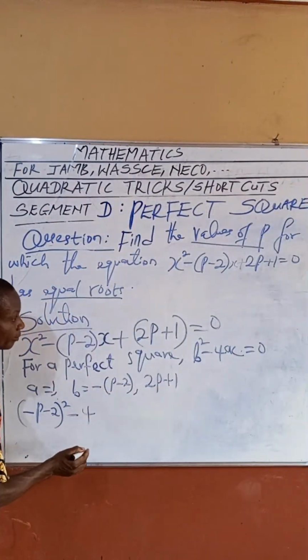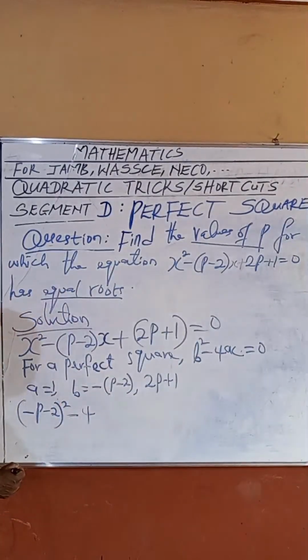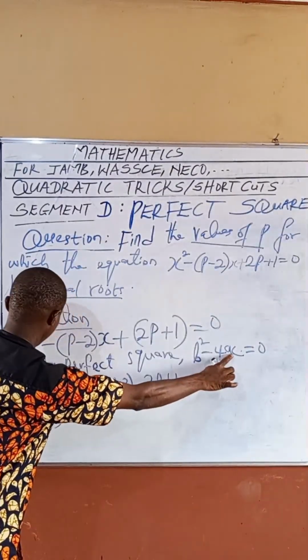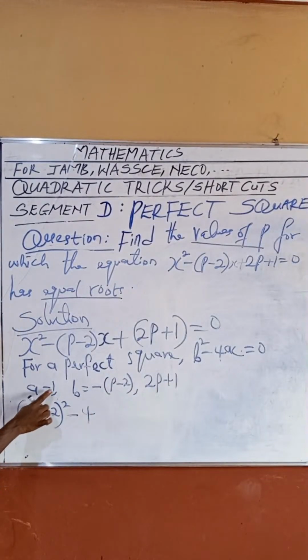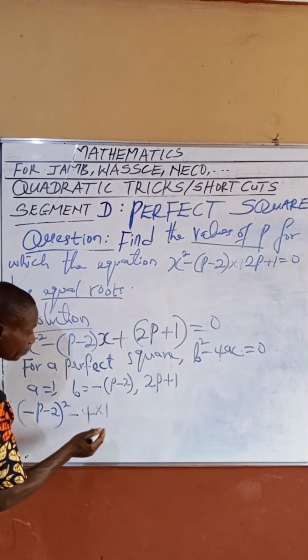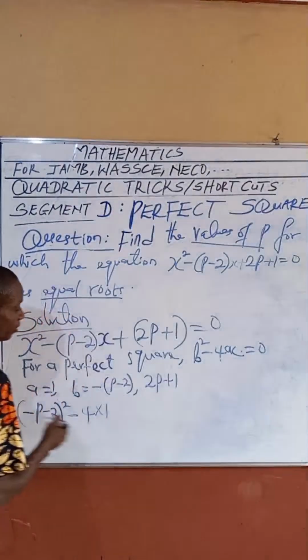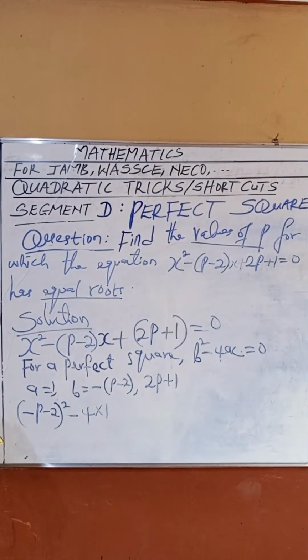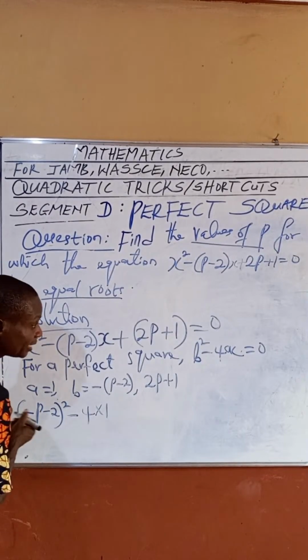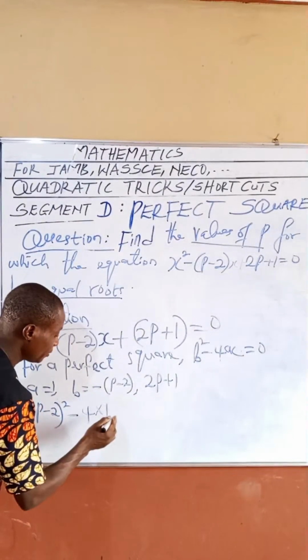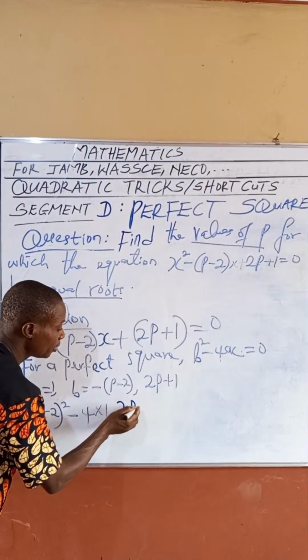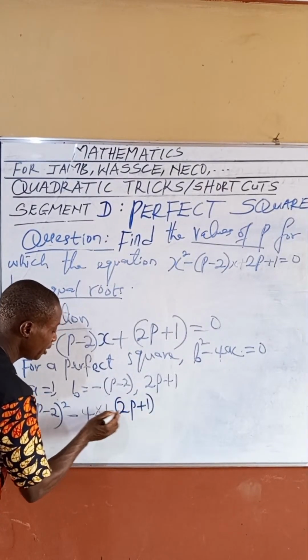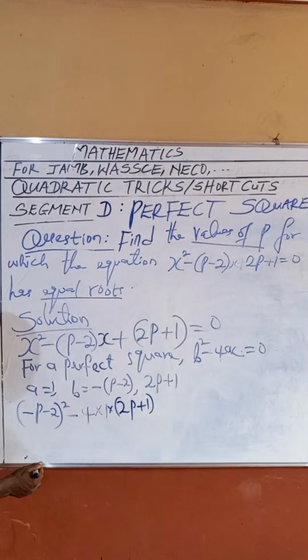Place 4 here. A. What's our A? 4 times A. So this is A. Our A is 1. That is times 1. Then this is C. What's our C? Sorry, I may have to change markers. So what's our C? Our C is 2p plus 1, right? Yes, just times here.